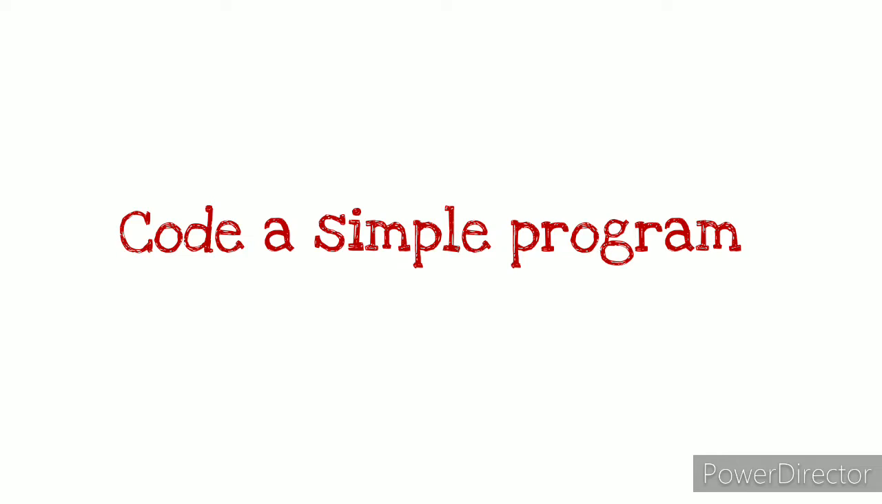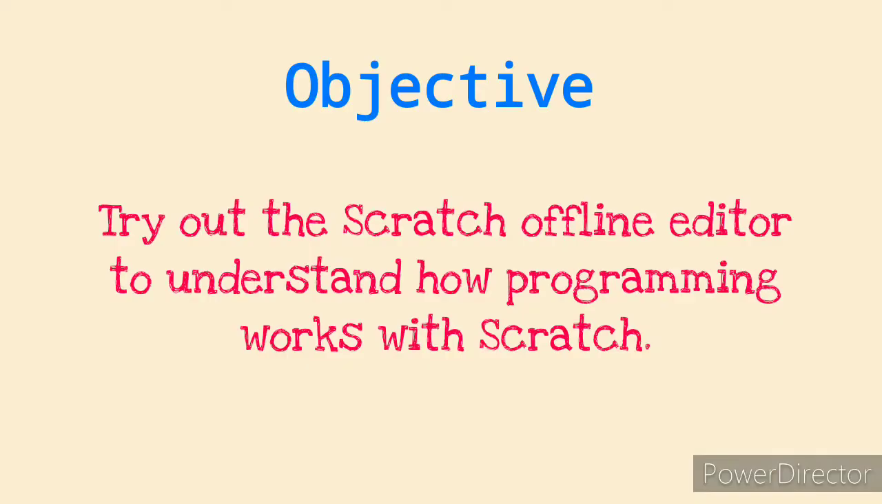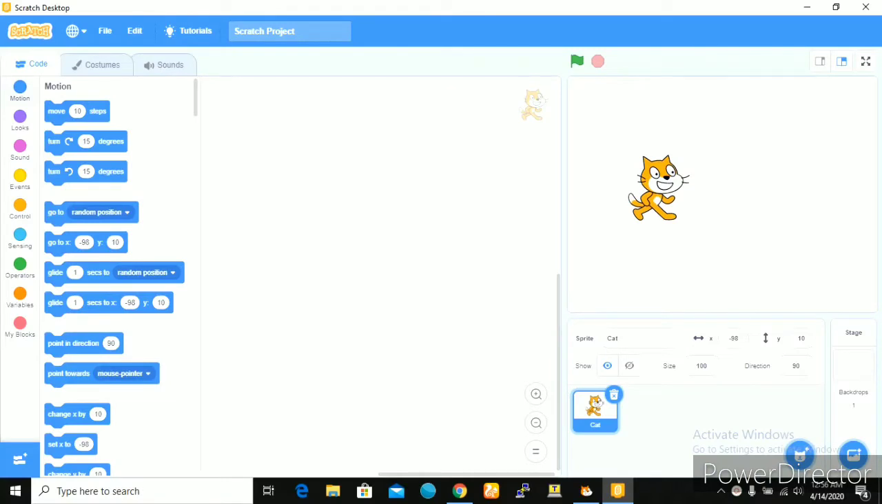Now that we have our Scratch offline editor, let's code a simple program. The objective is to understand how programming works using Scratch. Now let's create a simple program to see how it all works. We would like to meet the sprite here. We would like to get to know its name, to tell the sprite our name as well. We'll get to know how old we are, just have a conversation with the sprite. But we would like the sprite to initiate the conversation.